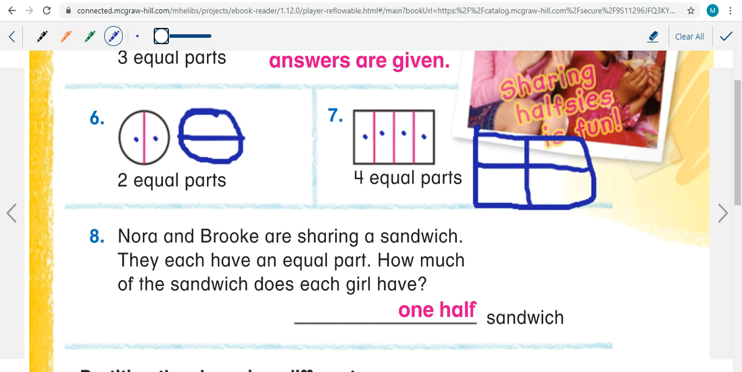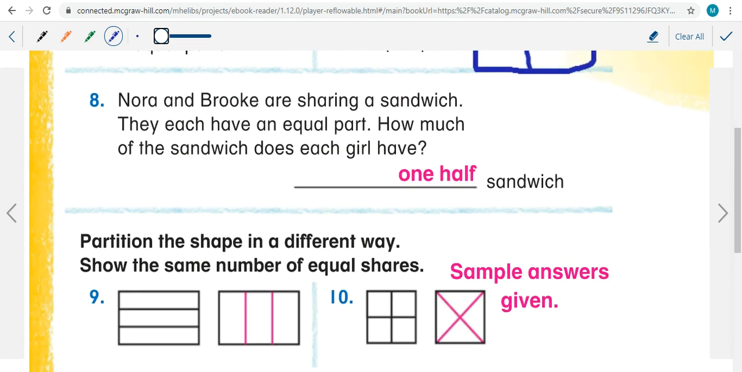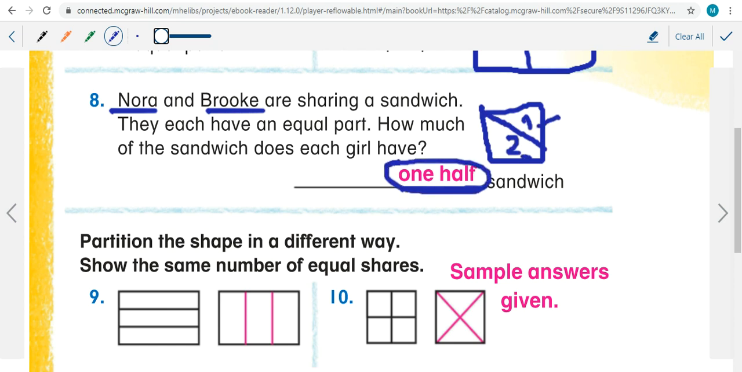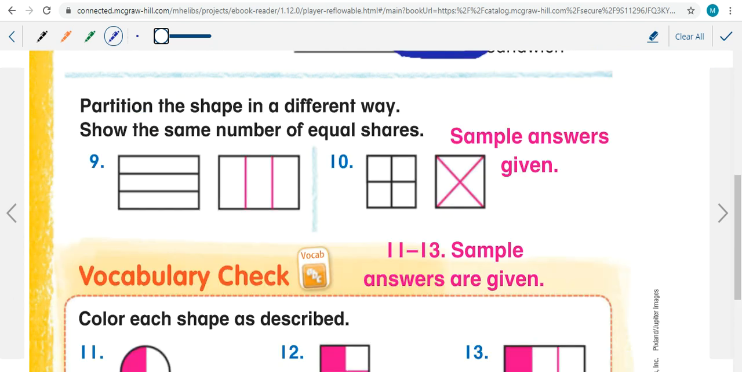Number 8, Nora and Brooke are sharing a sandwich. They have an equal part. How much of the sandwich does each girl have? 1/2. Tienen mitad. Because Nora and Brooke is two persons. So this is the sandwich. And they divide the sandwich into 2 equal parts. 1, 2. So each part of the sandwich is 1/2. Una mitad.